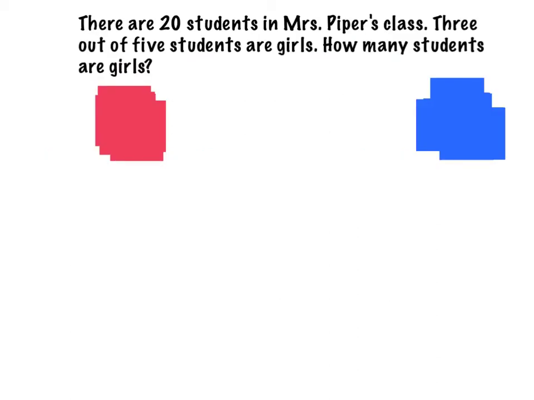So let's imagine a situation. Let's say that there are 20 students in Mrs. Piper's class. 3 out of every 5 students are girls. How many students are girls? So here, what we know is the whole, that's 20 students, and we know the ratio.